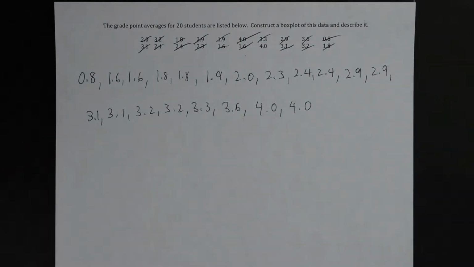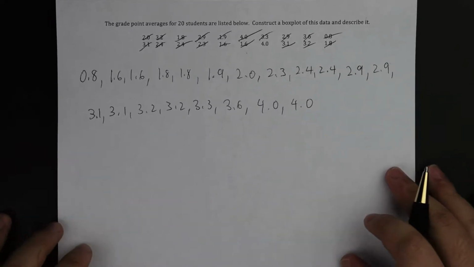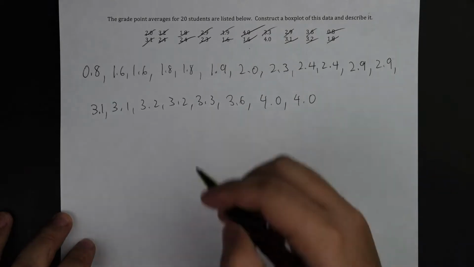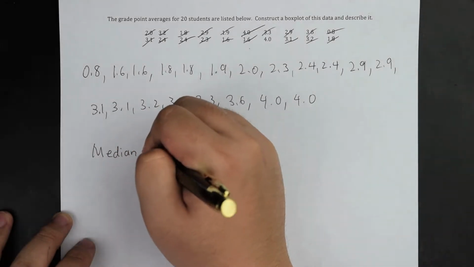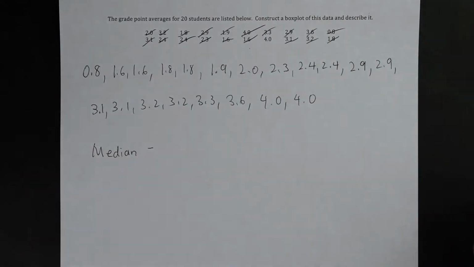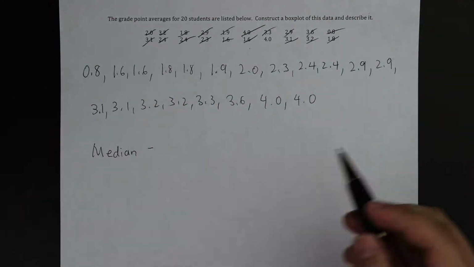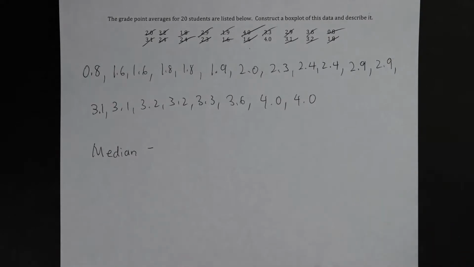And so when I am constructing a box and whisker plot, there are some things I do have to take into account. The first thing I need to find is the median. Okay, so I'll write median. So what is the median? The median is the middle number in this set. So I need to make sure that I am looking for exactly the middle number so that I can go ahead and list it off.